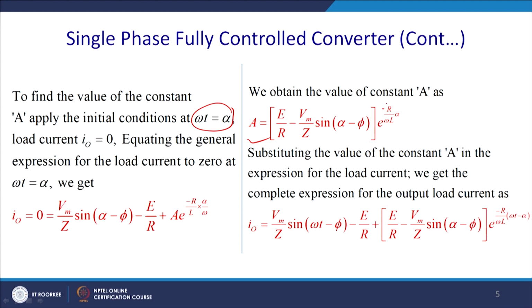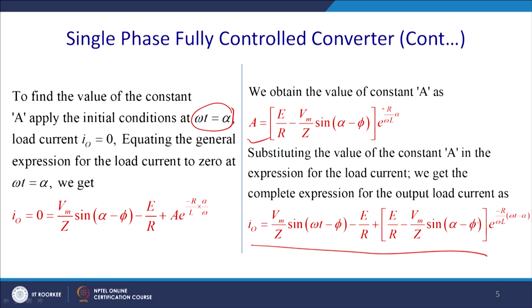So, here the minus sign is missing. Substituting this value of A, we can have an expression for the load current. So, load current will take this format: Vm by Z sin omega t minus phi, minus E by R, plus E by R, minus Vm by Z sin alpha minus phi, e to the power minus R by omega L, omega t minus alpha.